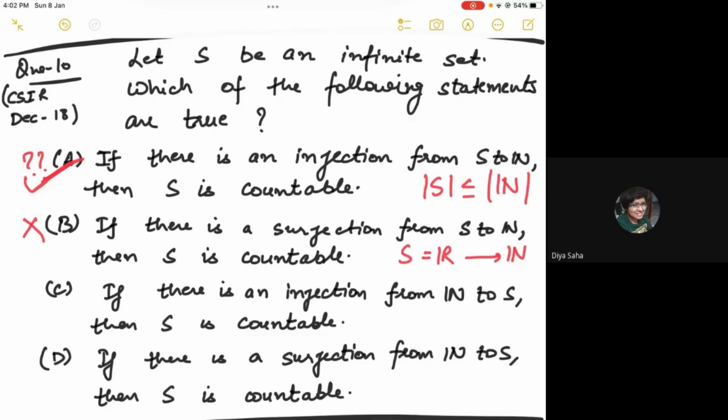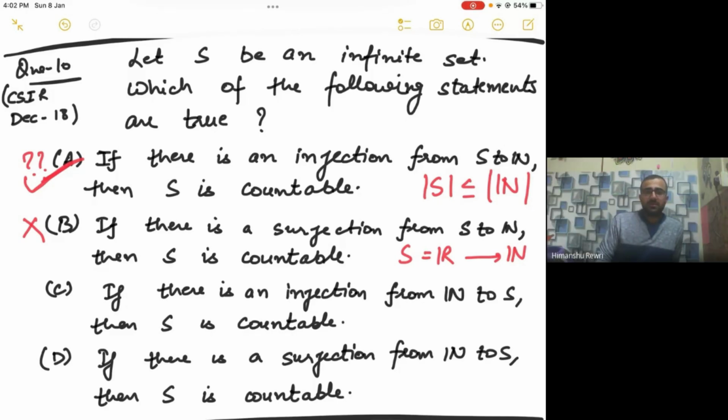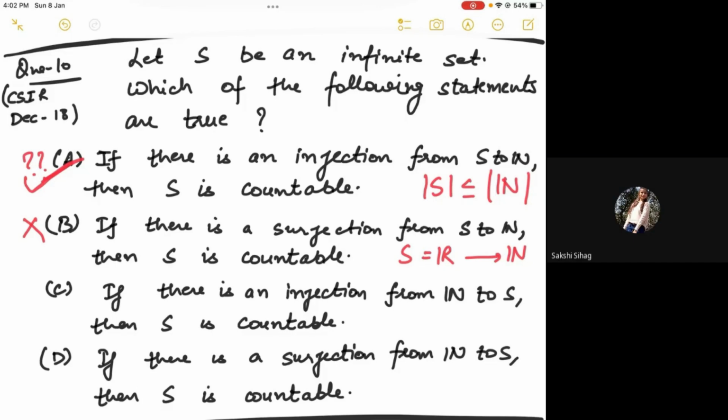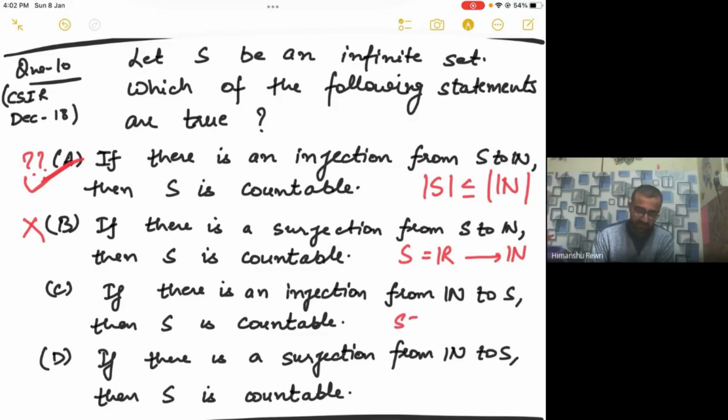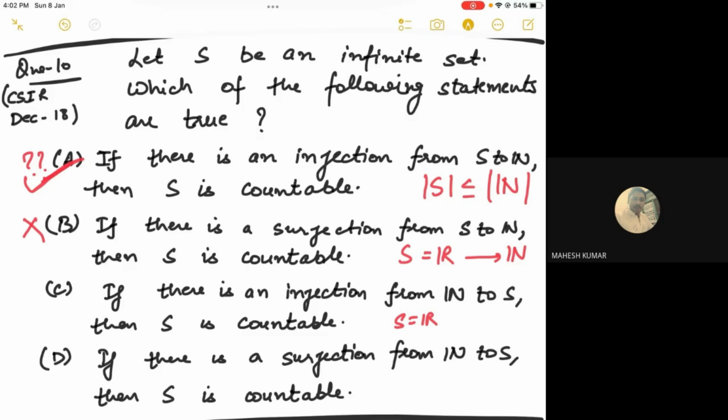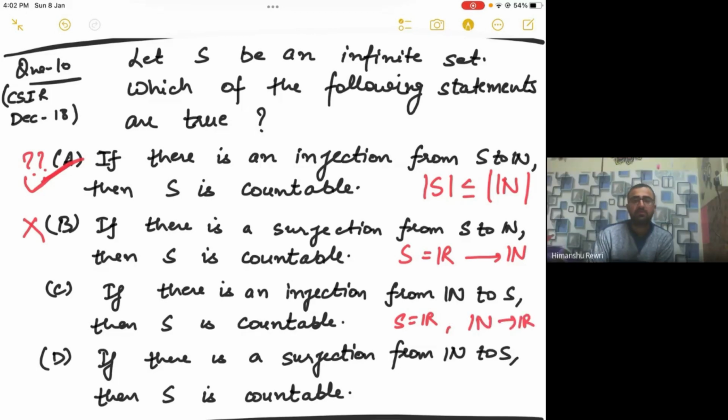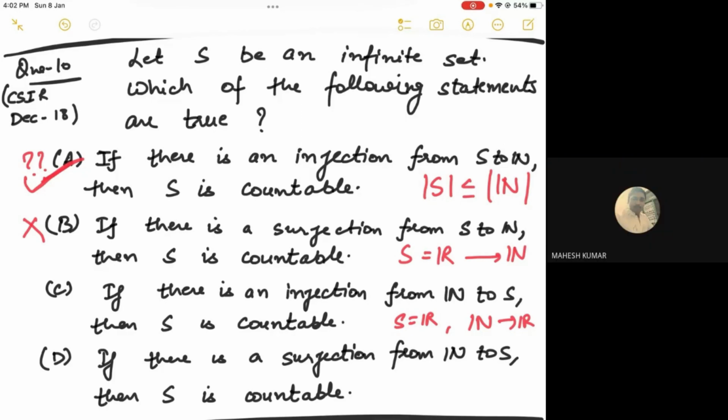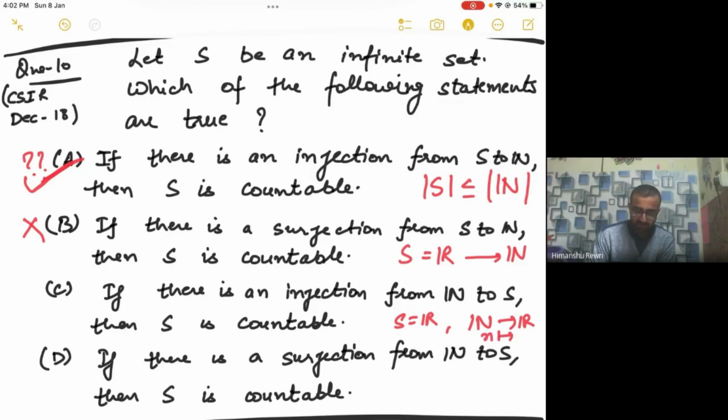False. Why? Because we don't know whether elements will be left in S or not. Yes, the same reasoning. Take S to be R. Then the map from N to R, where every n goes to n, is an injection map, but S is uncountable.